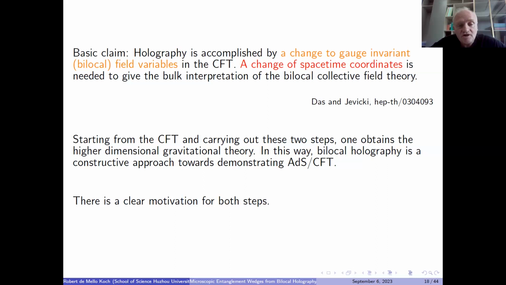I'm going to show you that starting from the CFT and carrying out these two steps, we will obtain a higher dimensional gravitational theory. In this way, bilocal holography is a constructive approach towards demonstrating AdS/CFT. But before we do that, I would just like to motivate these two steps, because there is a very clear motivation for both steps.